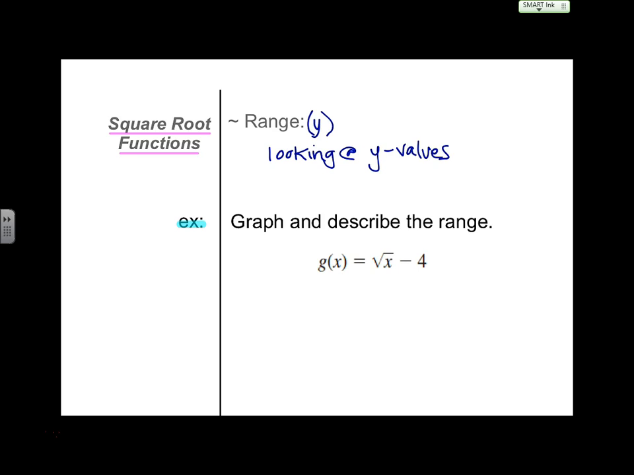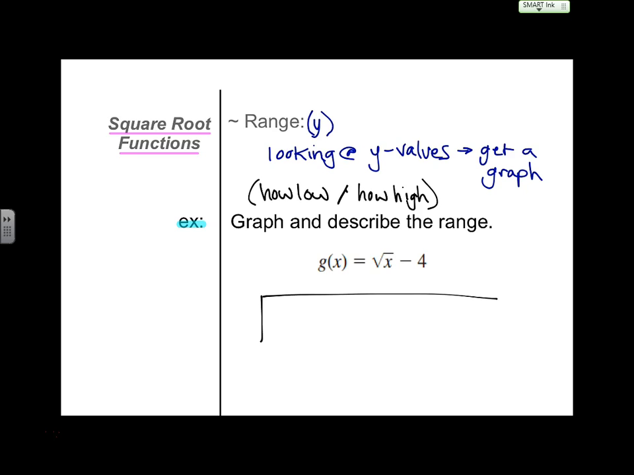Usually the easiest way to look at the y values is get a graph. And if you guys want to think about it and want to review, I've mentioned it earlier this year. How low does it go? How low, and I'm going to put a little slash, how high. How low with the y values and how high with the y values. Okay, the nice thing is you've already done one of these types of examples of making a graph. We start with making a table. X, and in this case, g of x.